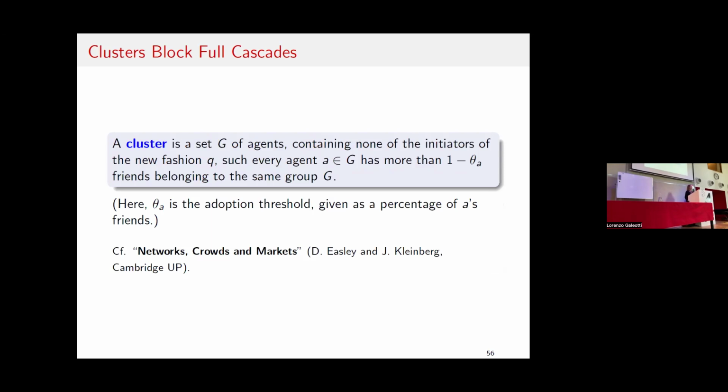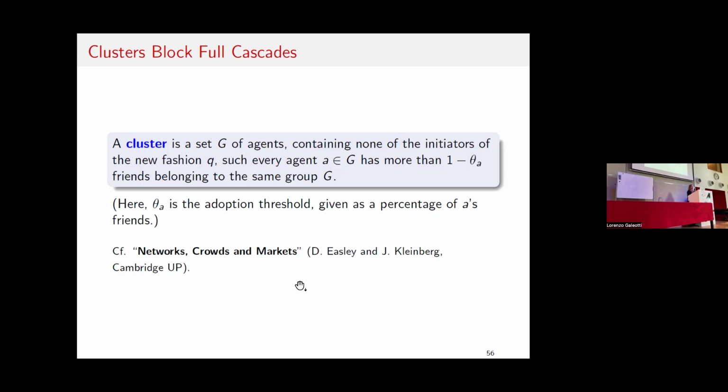And what is a cluster? A cluster is a set G of agents. They contain none of the initial initiators of the new fashion, if the new fashion is Q, so they don't yet have property Q, but they are such that every agent within that cluster will have 1 minus the threshold number of friends belonging to the same group G. Here I use the notation theta A for the adoption threshold for agent A's percent of her friends.